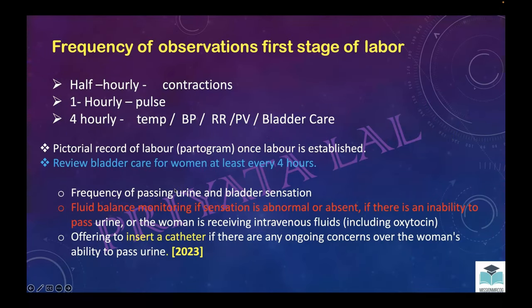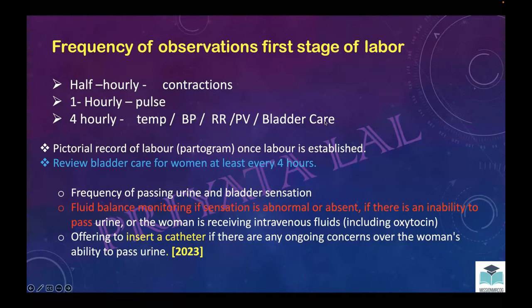Frequency of observation in the first stage of labor. There is a change here. Now, contractions we look at half hourly in the first stage of labor, pulse 1 hourly. Apart from this, 4 hourly: temperature, blood pressure, per vaginal examination, respiratory rate and bladder care. Out of this, respiratory rate and bladder care have been newly added in this guideline. Previously, it was not there.